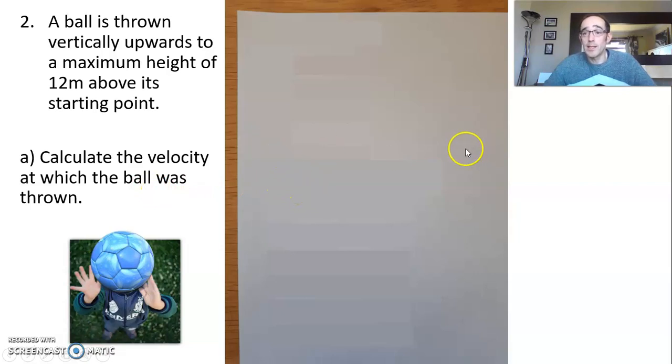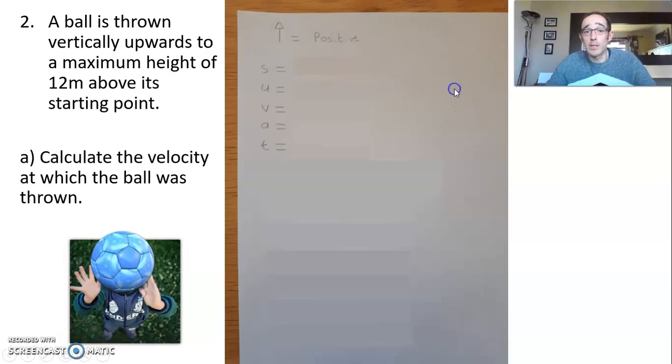So this time I'm going to choose up the way to be positive. I could have chosen down the way, and that's absolutely fine as long as you stick with your positive direction throughout the question. The reason I went for positive being up the way is that's the way the ball was thrown initially. So I've just gone with up the way being positive. But as I say, you could just as correctly have chosen down the way to be positive as long as you stick with your initial choice. So up the way is positive.